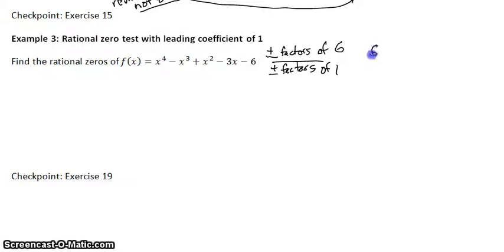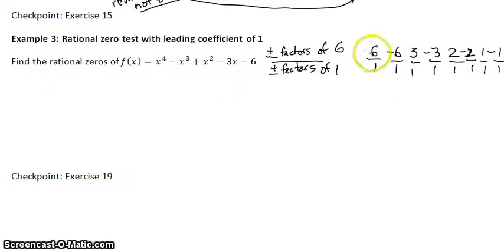So it's going to be 6, negative 6, 3, negative 3, 2, negative 2, 1, negative 1. And all of these would be divided by every single factor of this. But since it's just plus or minus 1, I'm dealing with all of the positives and all of the negatives. So I have 8 possible zeros that I can check. So what I'm going to do is start picking them one by one.